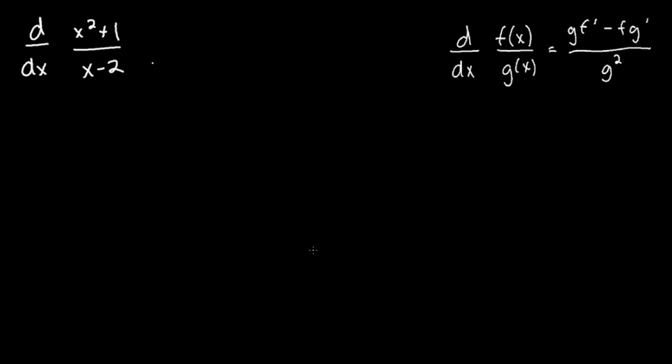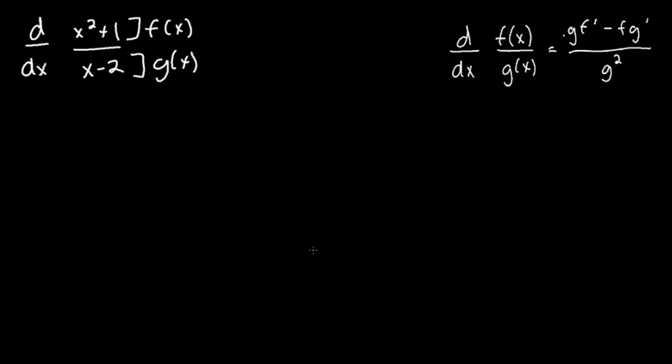So let's find the derivative of this function. The derivative of this function must use the quotient rule. Keep in mind the order in which you put these at the top matters. You must do the minus f times g prime. You can't put f g prime minus g f prime. You cannot switch these places. So the order matters when you're doing the quotient rule. Let's label what we have: this is f(x) and this is g(x).